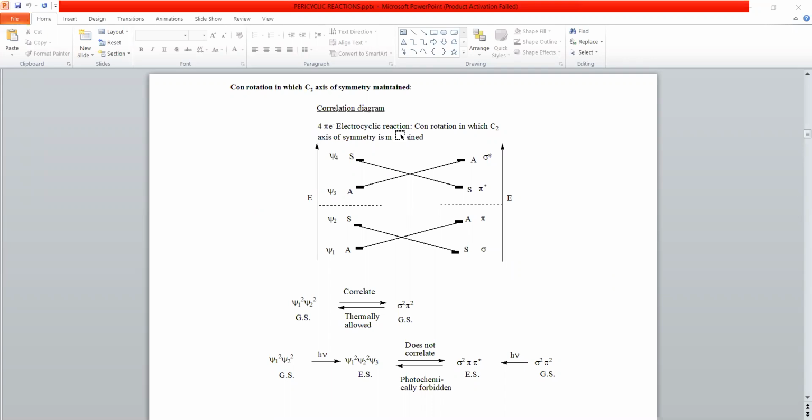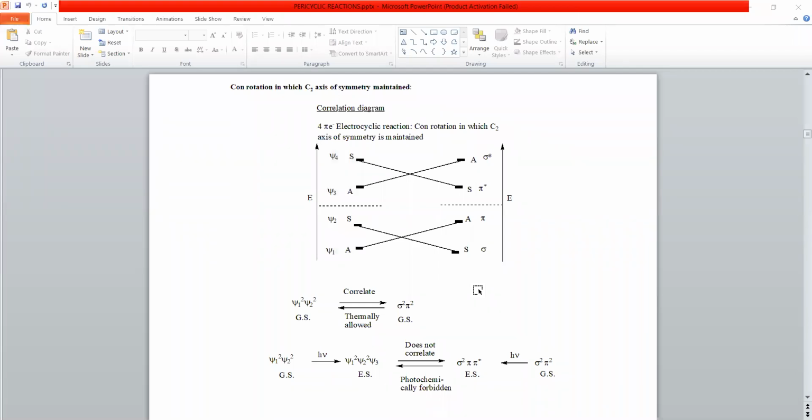This is conrotation, in which the C2 axis of symmetry is maintained. We have to write the symmetry properties of the directly involved orbitals of cyclobutene with respect to the C2 axis of symmetry on one side, and on the other side we write the symmetry properties of the 4 molecular orbitals of 1,3-butadiene, Psi1, Psi2, Psi3 and Psi4, and their symmetry properties with respect to the C2 axis of symmetry.